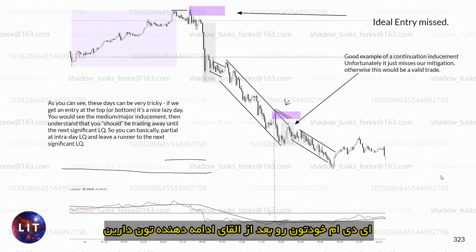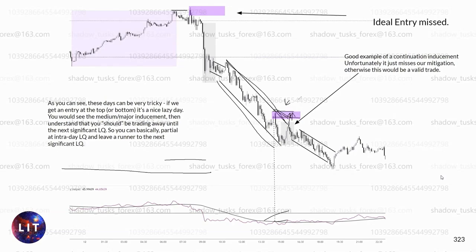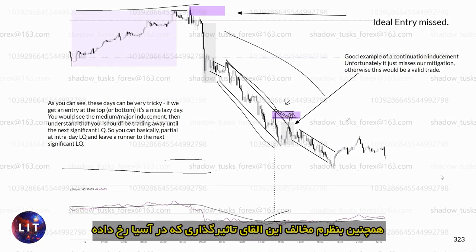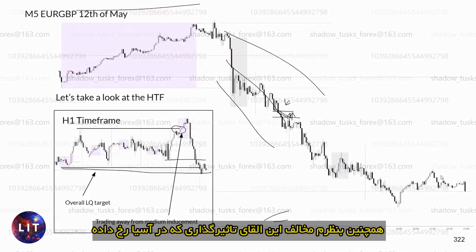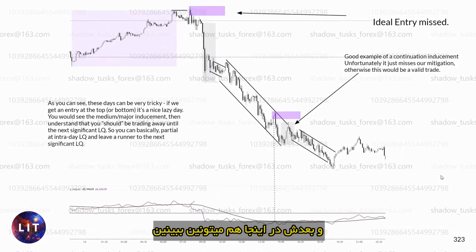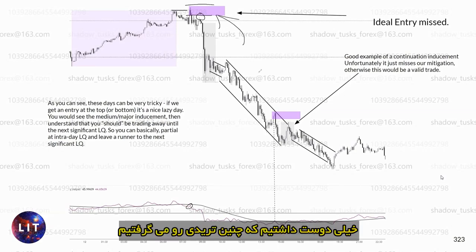You've got your EDM after your continuation inducement, so inducing into this mitigation, continuing away from the overall inducement. I think also like this significant inducement that happened in Asia, perfect. And then also here you can see that we had our M5 LET. Again, this would have been our ideal mitigation. This would have been an absolute Mona Lisa trade. We would have loved to take something like that.